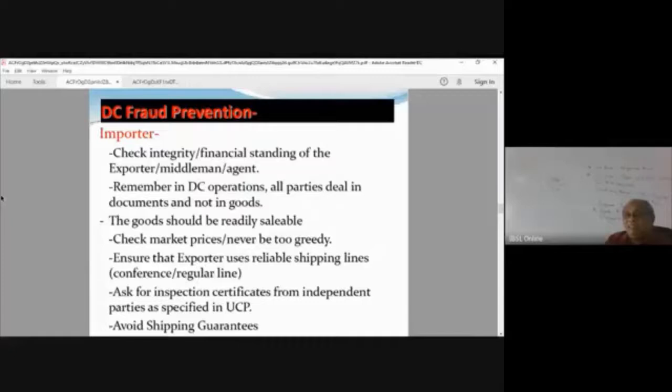Check market price and never be too greedy. This particular one, I don't know whether the people who are opening LCs, or the officers or supervisors in that area, when you are opening LCs, I don't know any, not a single person, I'm not sure, will check the market price of the commodity, whatever the commodity.